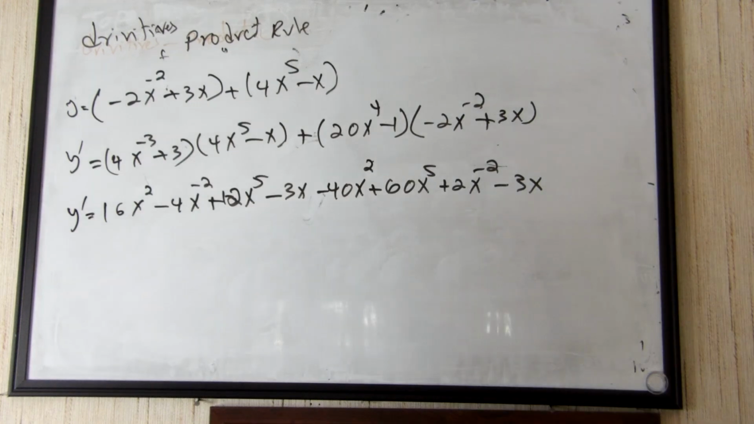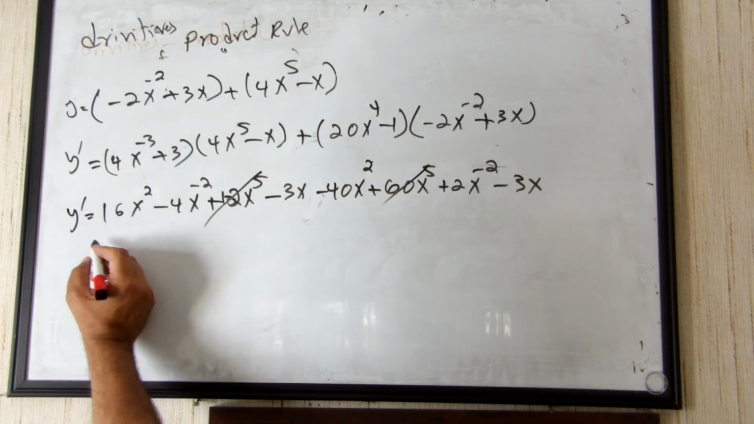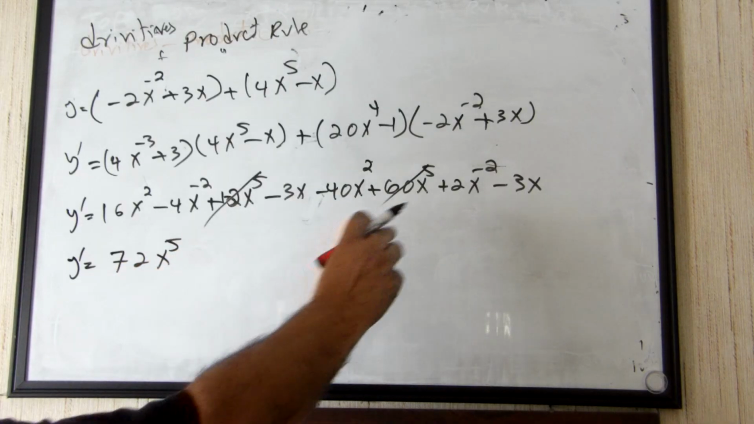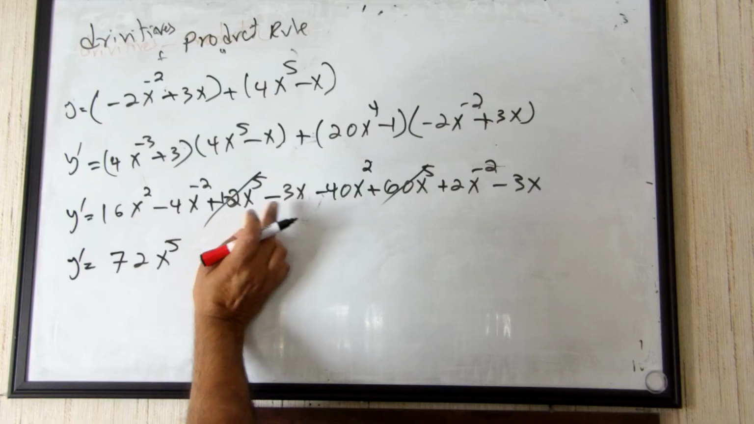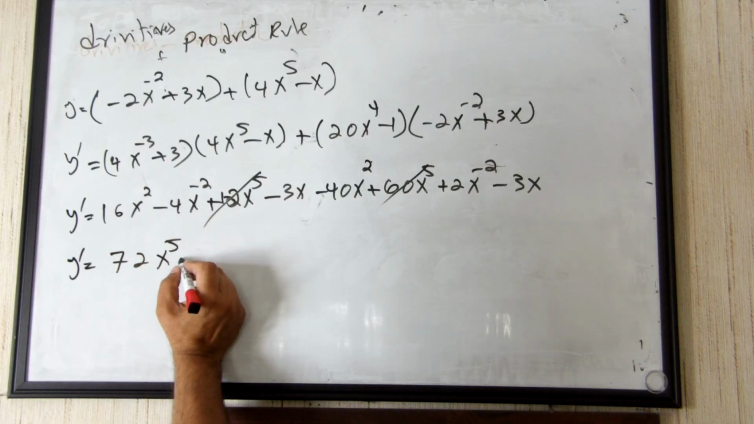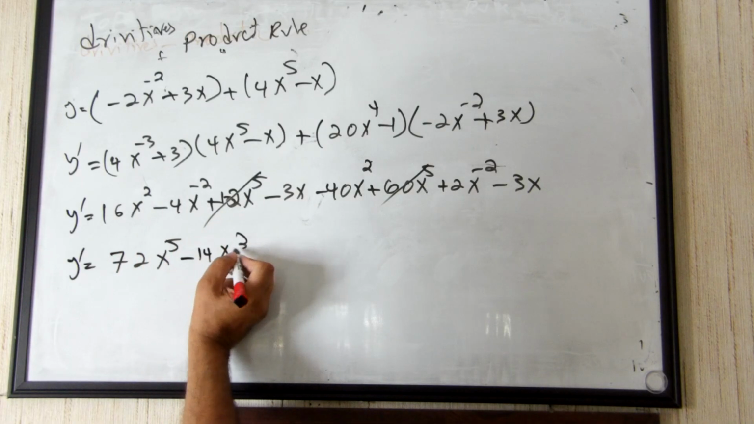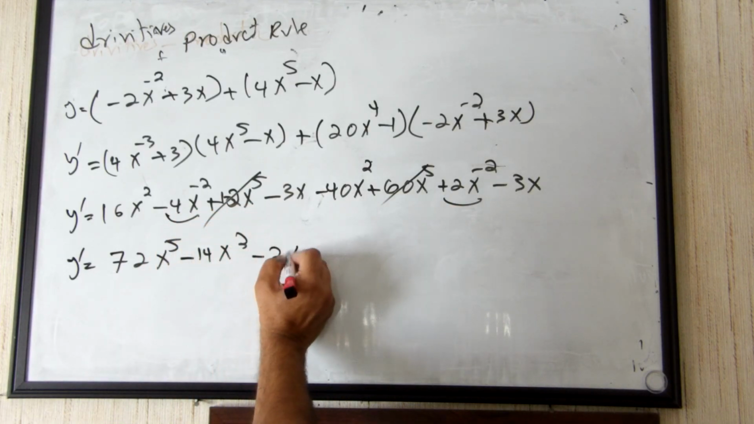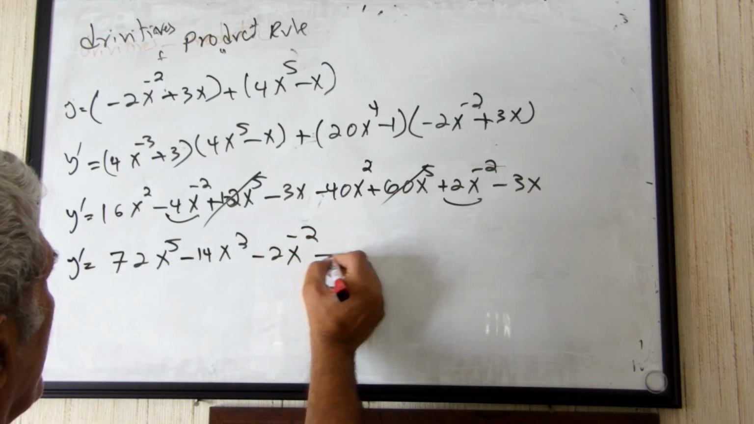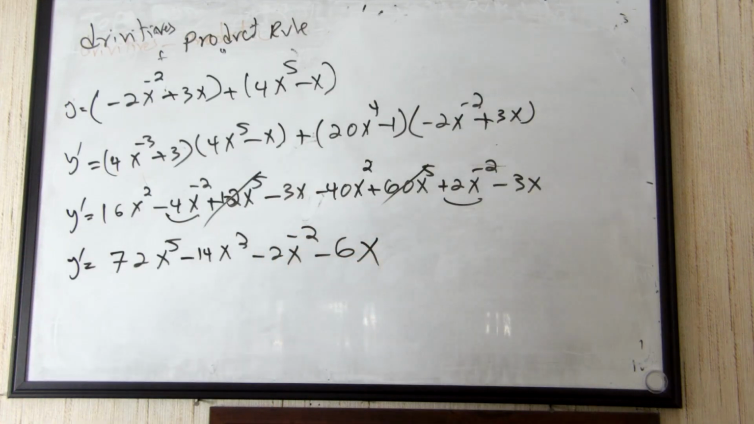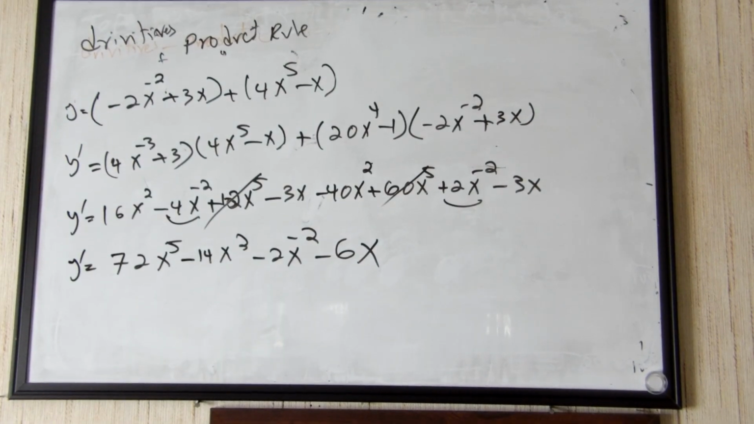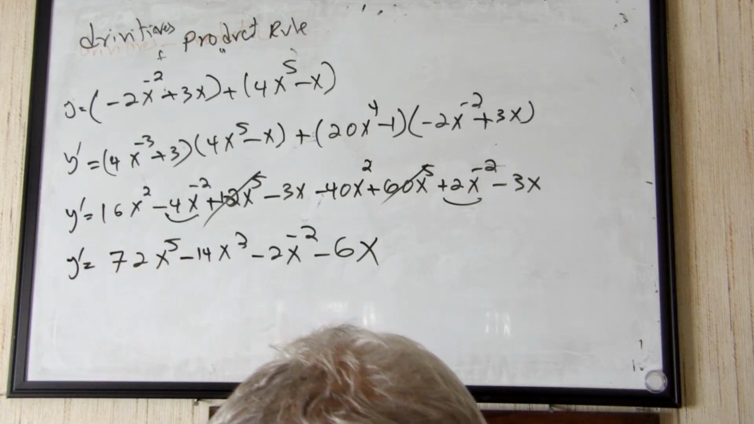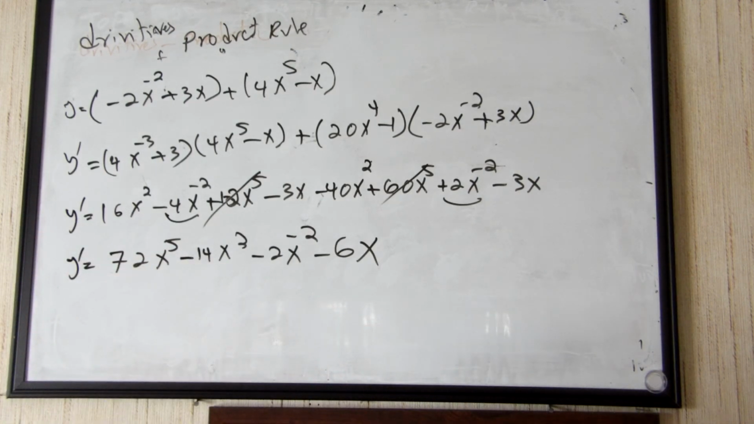Now you see that you have 12 plus 60, so y prime is equal to 72x to the 5, and then we add these x squared terms together: minus 40 plus 16 is minus 14x to the power of 2. We have minus 2 here, plus 2, minus 2x to the power of minus 2, minus 3x minus 3 minus 6x. Okay? You guys, you know, always double check your work.